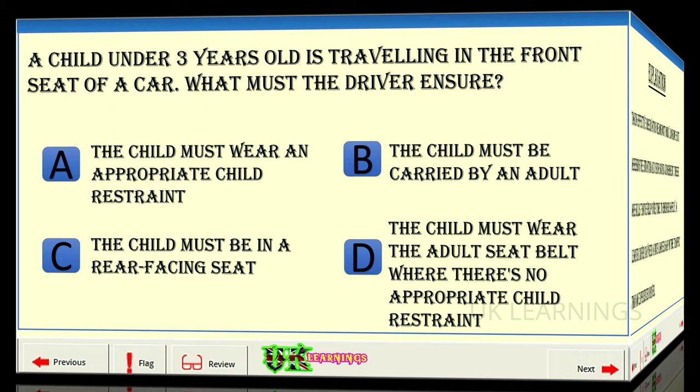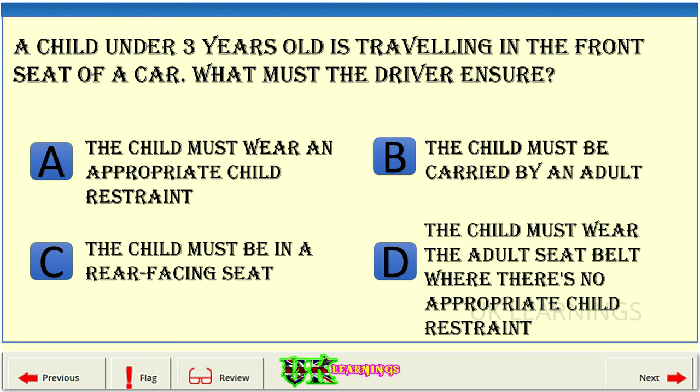A child under 3 years old is traveling in the front seat of a car. What must the driver ensure? A. The child must wear an appropriate child restraint. B. The child must be carried by an adult. C. The child must be in a rear-facing seat. D. The child must wear the adult seat belt where there's no appropriate child restraint. The correct answer is A.